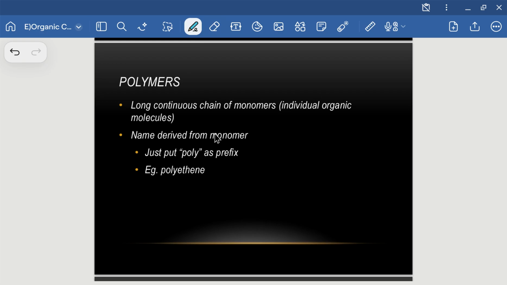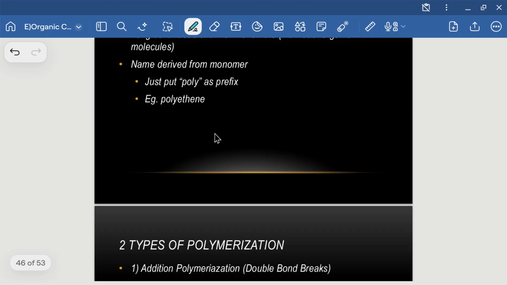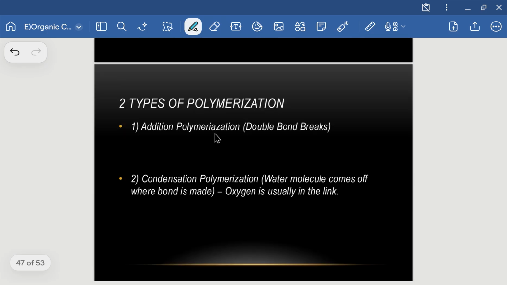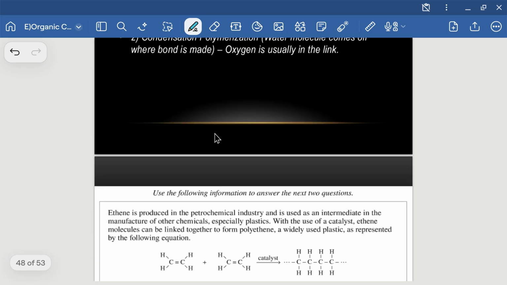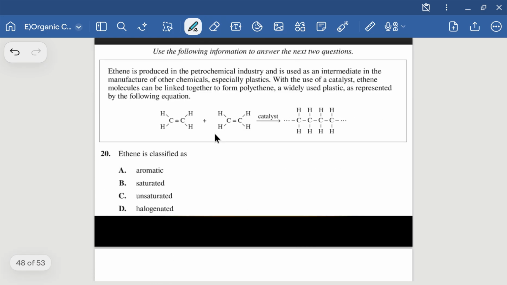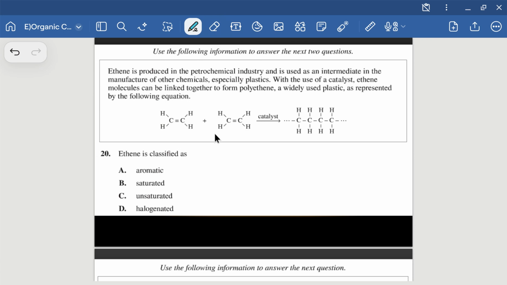There are 2 types of ways to form it. You can form it by breaking the double bond and then linking the monomers together, or by condensation, where water comes off and the rest links together. Looking at this one, because you have double bonds, this first one is not actually about that. It shows a polymerization, but then it's asking just about ethene, and ethene is going to be unsaturated.